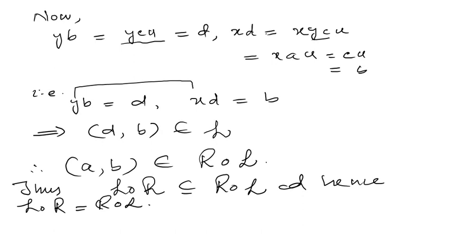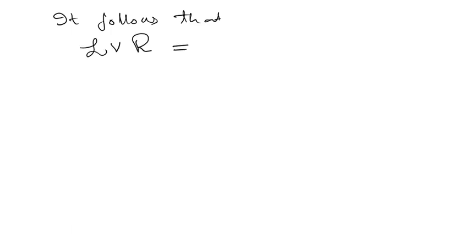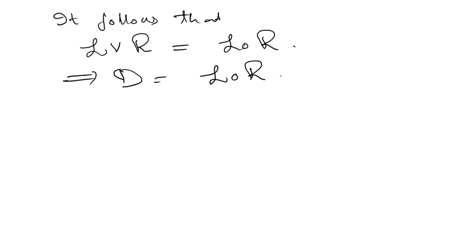And it also follows that the join of L and R is equal to L composition R, because they commute. Which implies that D, the relation D, which is the join, is equal to L composition R.